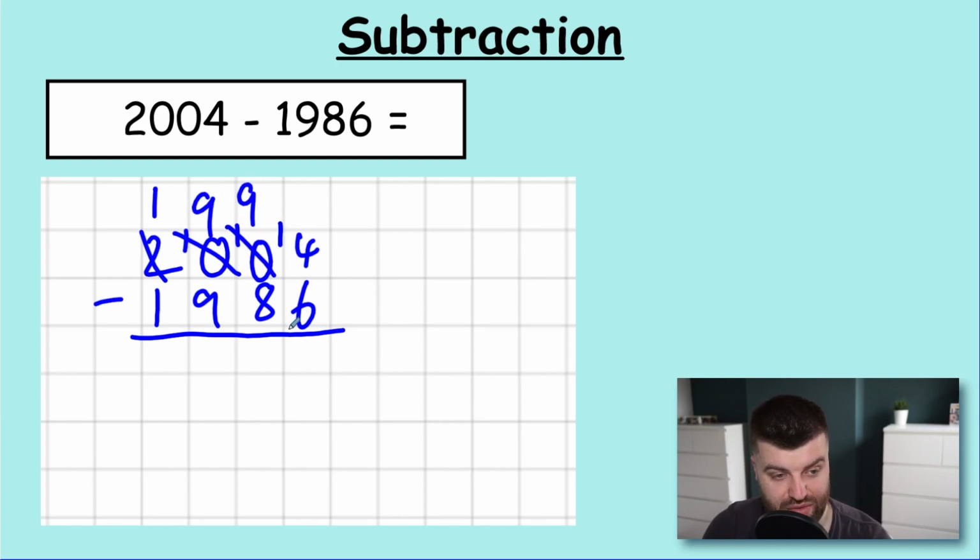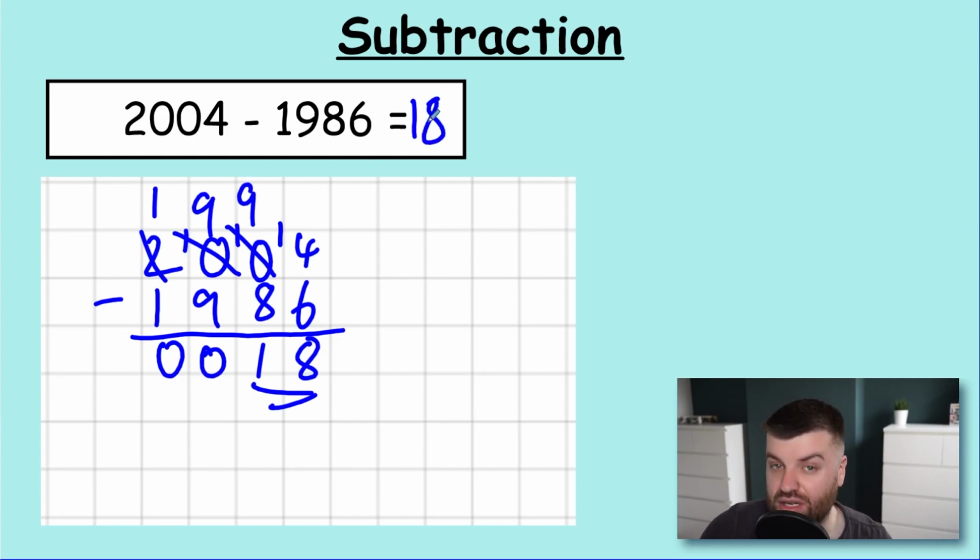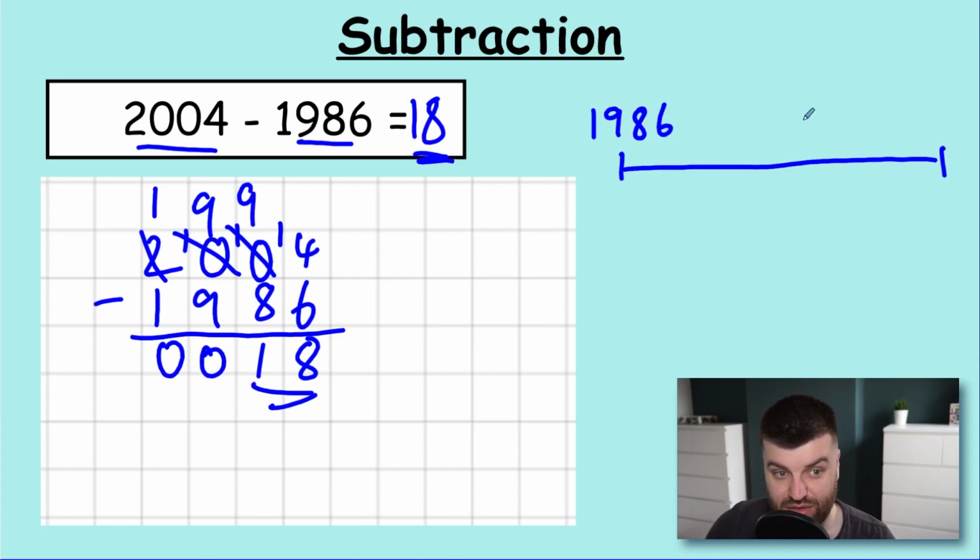Now this will still work if you're confident. That's 8. 9 take away 8 is 1, 0, and 0. So the answer is 18. Now here's the thing I wanted to teach you. Do you notice something about these two numbers? Well, yeah, look at the answer. They're only 18 away. So what you can do is think of it like a number line, because subtraction is the same as finding the difference.